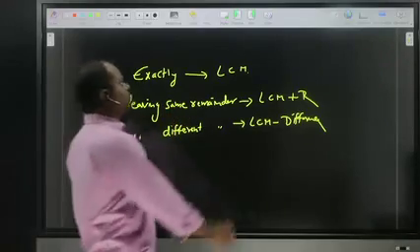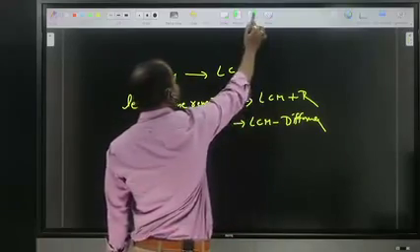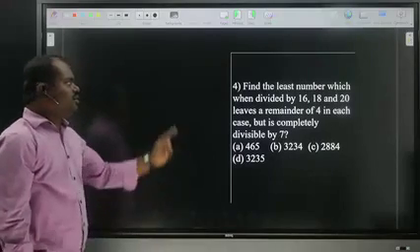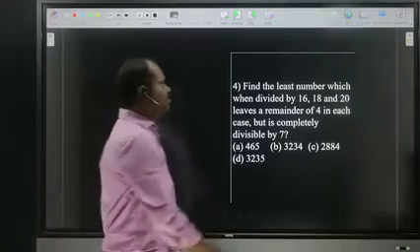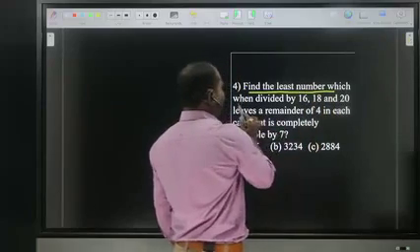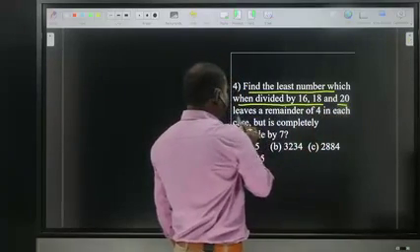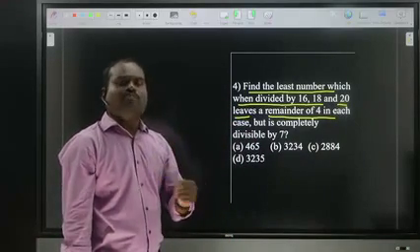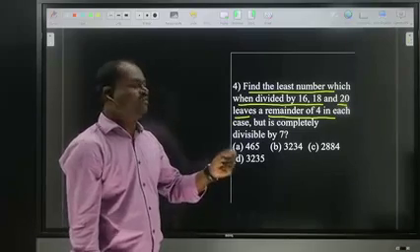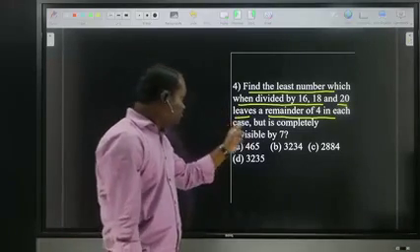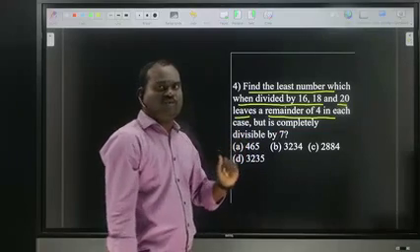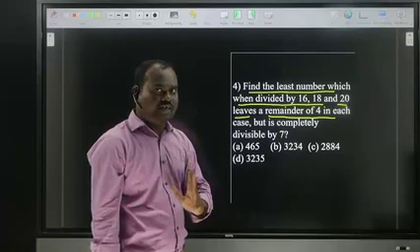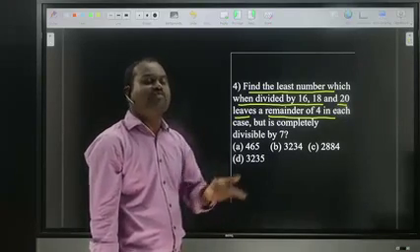Okay na? Now what is the question? Observe. Find the least number which, when divided by 16, 18, 20, leaves a remainder of 4 in each case. By dividing with 16 we require remainder 4. By dividing with 18 we require remainder 4. By dividing with 20 we require remainder 4. But it is completely divisible by 7. Completely divisible by 7 means by dividing with 7 there is no remainder. That means remainder should be 0.